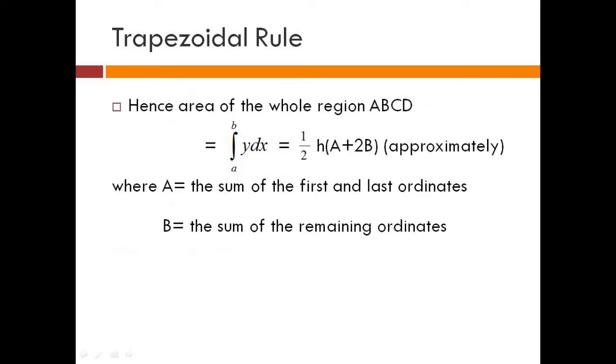Hence, the area of the whole region ABCD, that is the integral of y dx over the region from a to b, is approximately equal to half into h into a plus 2b, where a is the sum of the first and last ordinates and b is the sum of the remaining ordinates.